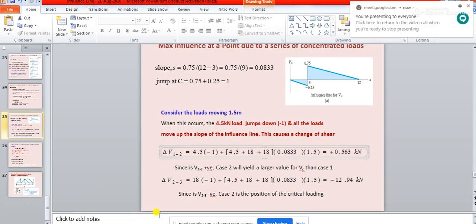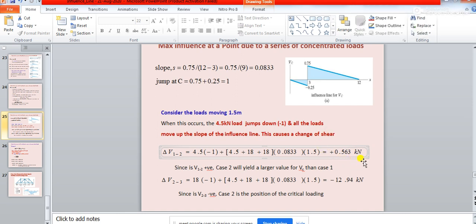So let's see. Now, for this change in shear from case 1 to case 2, how much value are you getting? If you simplify this equation, this mathematical part, you are going to get plus 0.563 kilonewton. So you are getting a positive value. See, this sign is very important. So this much amount is the change in shear.